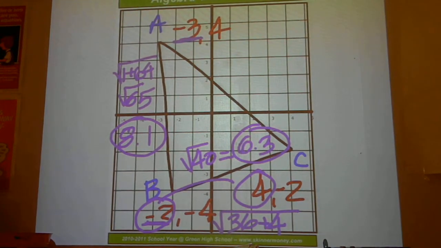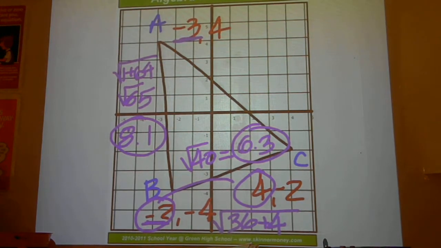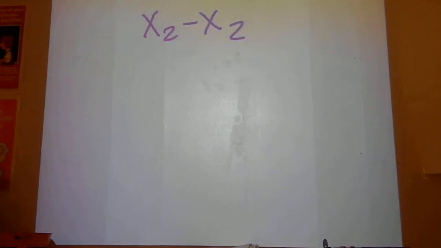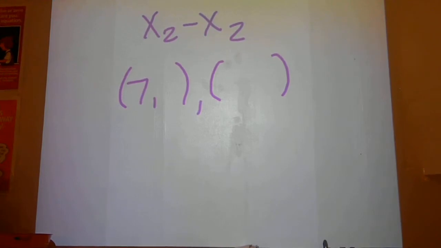Yes? I thought it was x2 minus x1. Yeah, you can have the points in any order because, and we'll insert a sheet here on this. It is x2 minus x1, but let's say you have the point that is like this. We'll just make one up real quick. 7, 6, and then 3, 2.